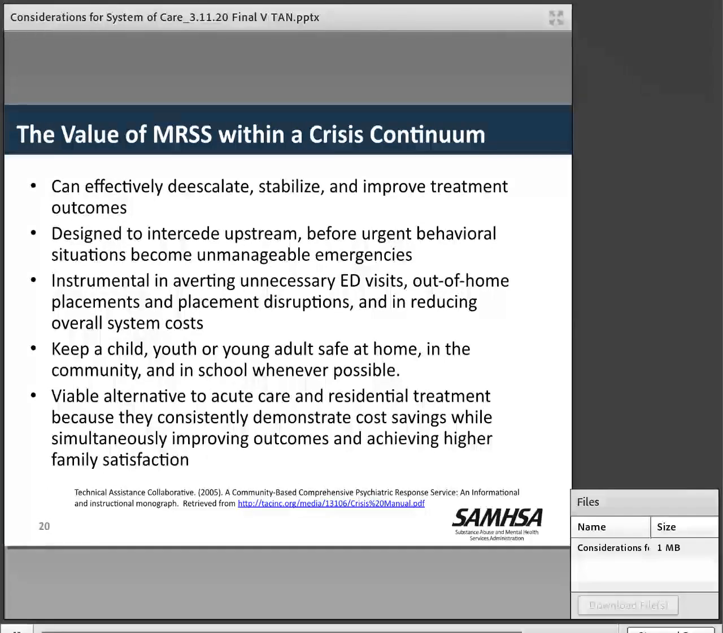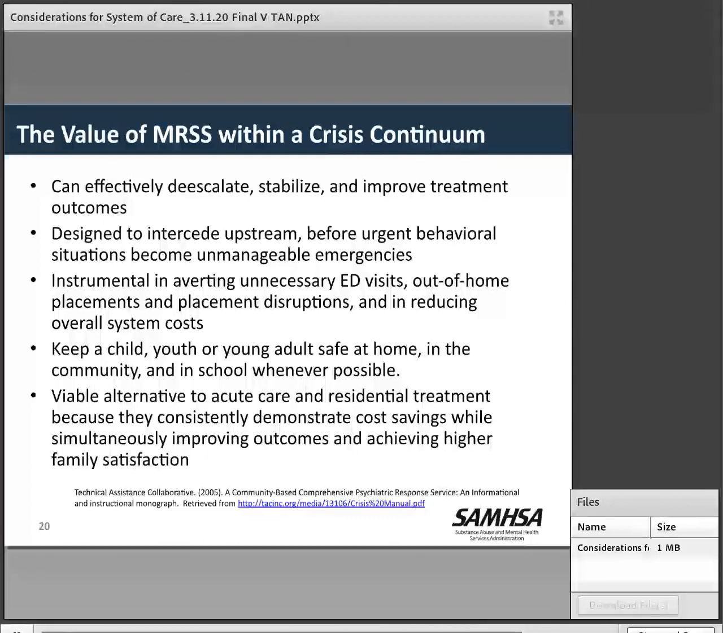The value of mobile response within a continuum of care means that you can effectively de-escalate, stabilize, and improve the treatment outcomes for children. And we've seen this, and we know this. We've seen that certainly in New Jersey and in states like Connecticut, Oklahoma, and Anne's going to talk about Nevada. It's designed to intercede upstream before urgent behavioral health situations become unmanageable. And really there's a period of time in which we know things are happening and changes are occurring, and that is the time in which we want intervention to happen.